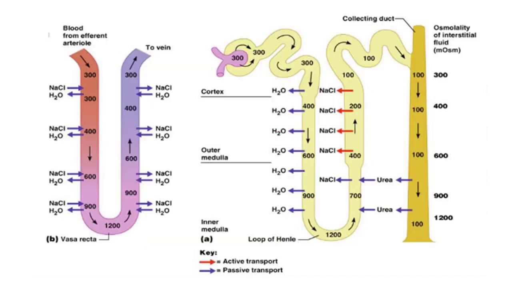Here's another way to look at it. We've separated the multiplier out here and our exchanger over here, but you understand they're happening right on top of each other and all mashed together with all the millions of other vasa rectae and loops of Henle. This again is just the exploded view of what we're looking at.